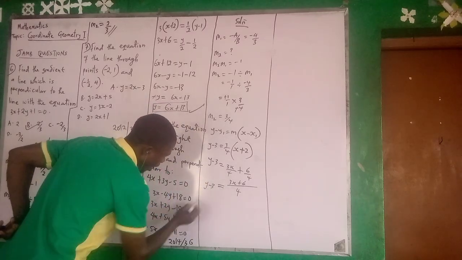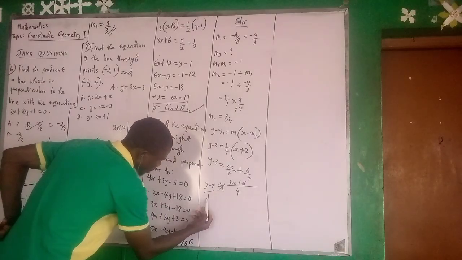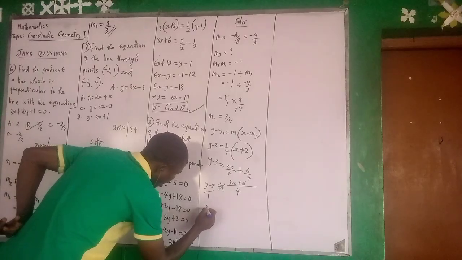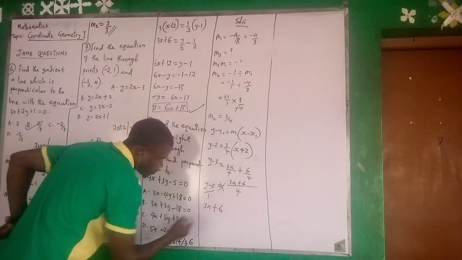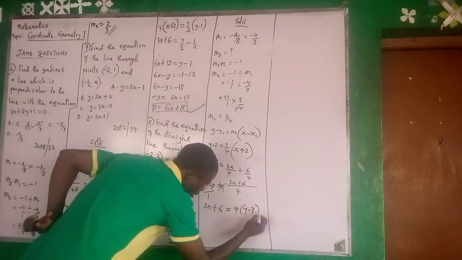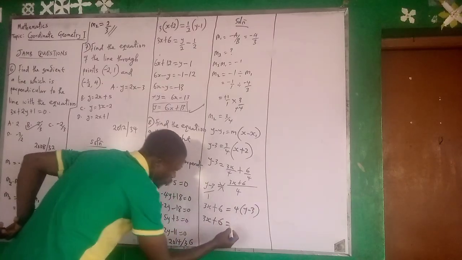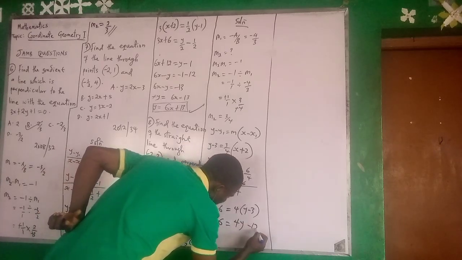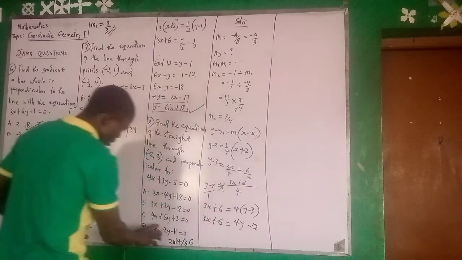At this point I will cross multiply. 1 times this, you still get 3x plus 6. Do you follow me now? 4 times this equals 4 into y minus 3. So I have 3x plus 6 equals 4 times y, which is 4y, minus 4 times 3, which is 12. Now make your equation look like this.